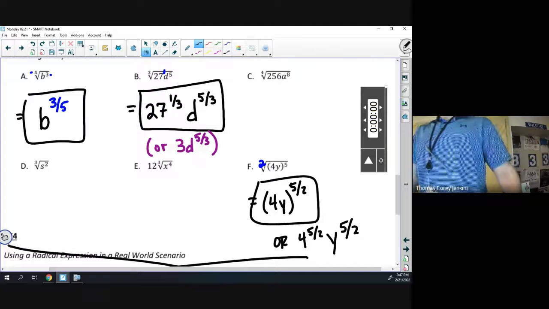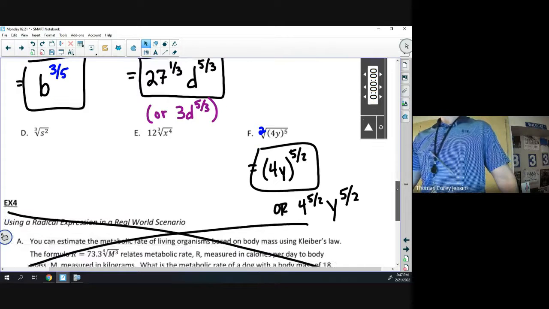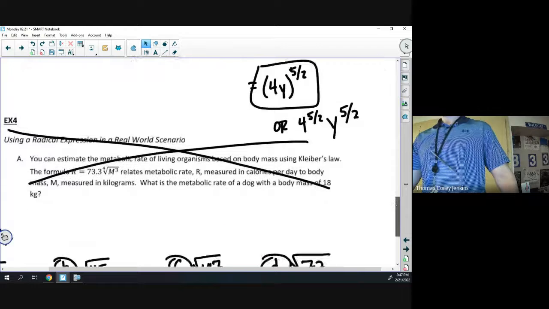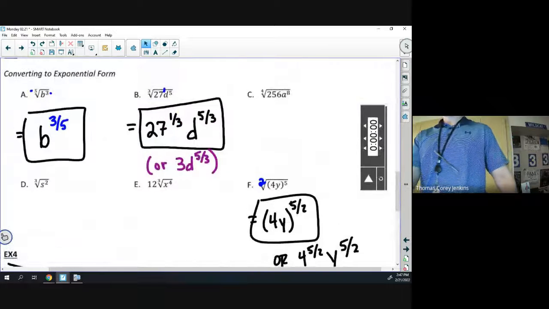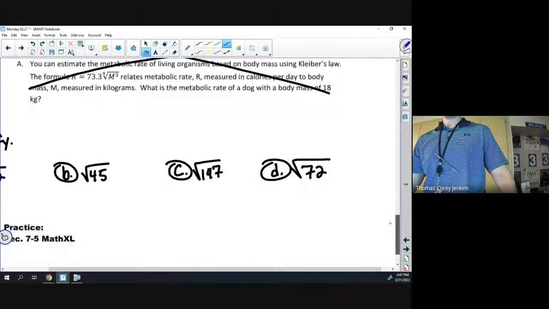So again, if we were fully simplifying, we'd want to know what is 4 to the power of 5/2. And again, using our calculator, we could see that that's 32. Okay, but all we're doing is writing in exponent form. So you can check the filled out notes for the solutions to C, D, and E, but I'm going to go ahead and skip ahead and do our last little bit.